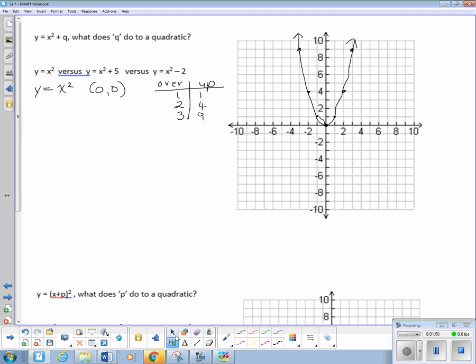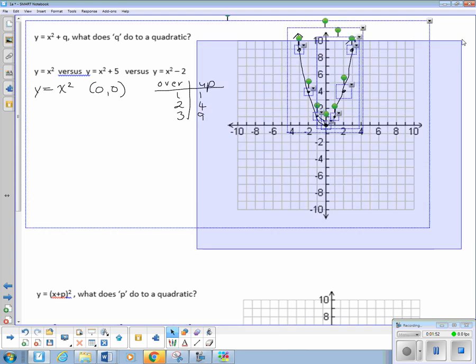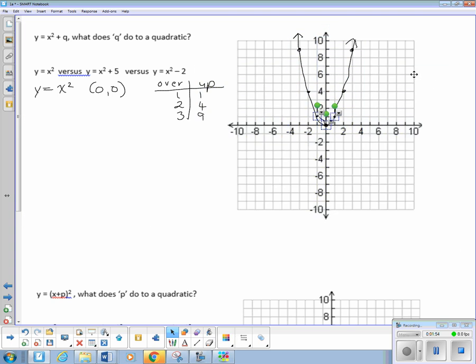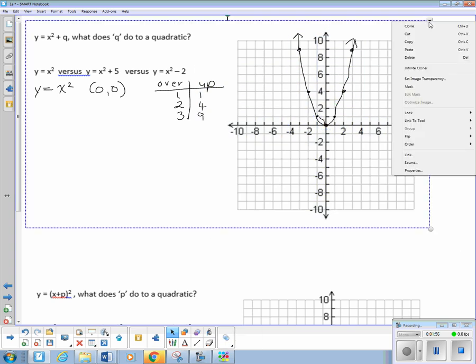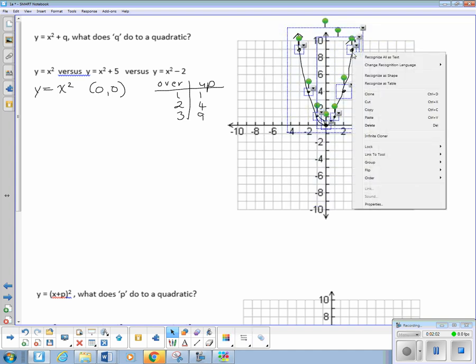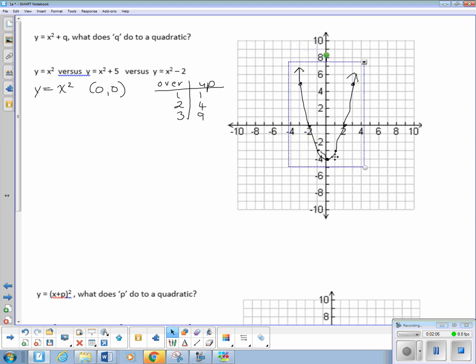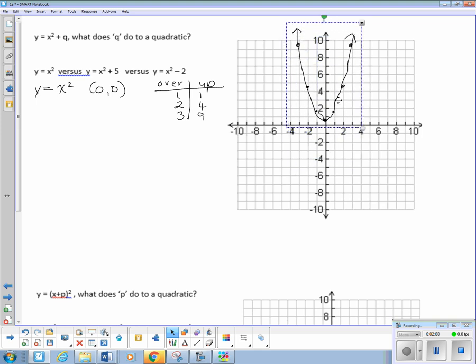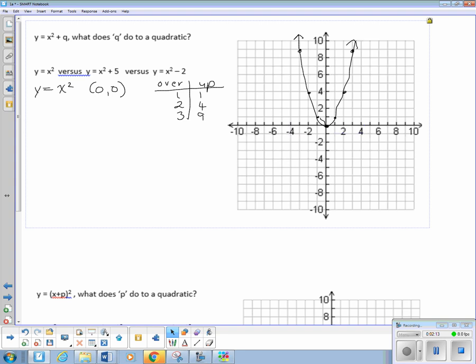Now what I want to do is first of all make this stay still, and I'm going to join those points up on that graph. So I'm just going to group them. Okay, so I believe they're all grouped. Yes, they're grouped.